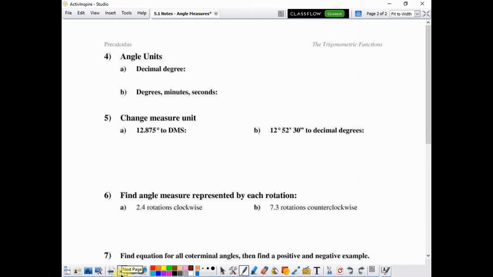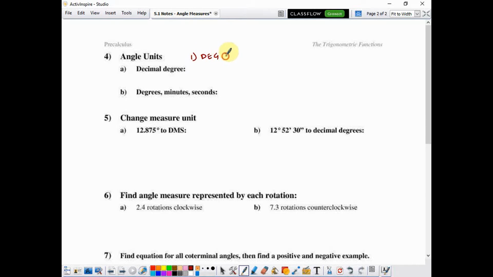All right, now let's talk about angle units. There are two different ways to name your angles by units. There's decimal degrees, that's what we're used to. A degree is 1/360th of a circle.